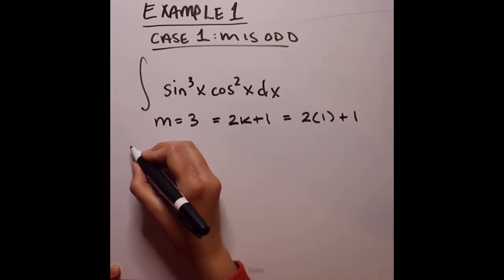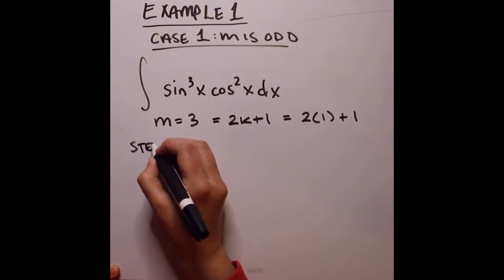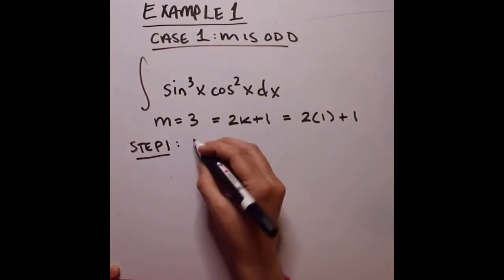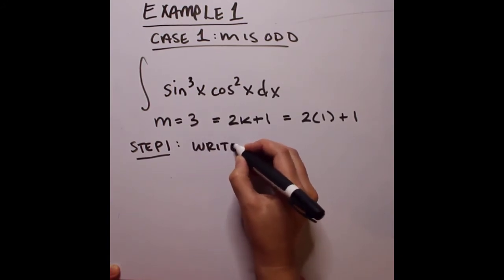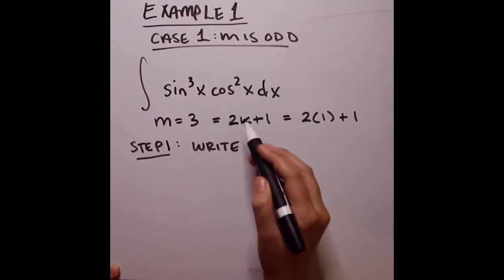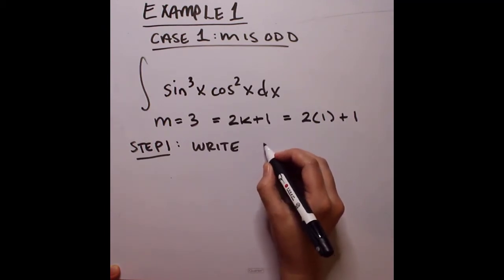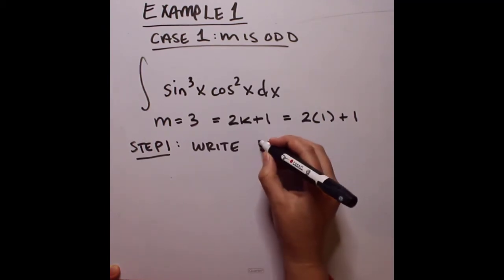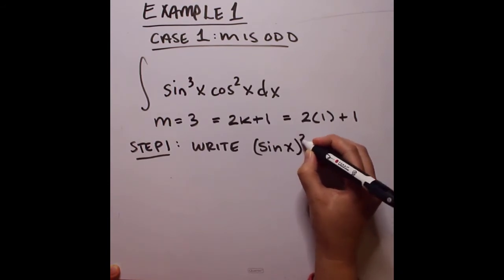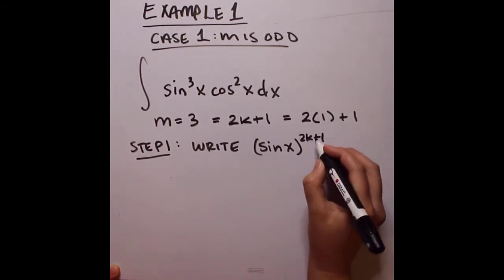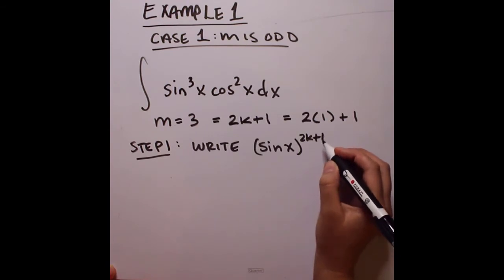And so what we're going to do, and I'll break this into a step, we'll call this step 1, is we're going to write our sine function part of our integrand differently, breaking it down as 2k plus 1. So we're going to write sine of x to the 2k plus 1 power. So I'm just changing the notation like I said a little bit ago.